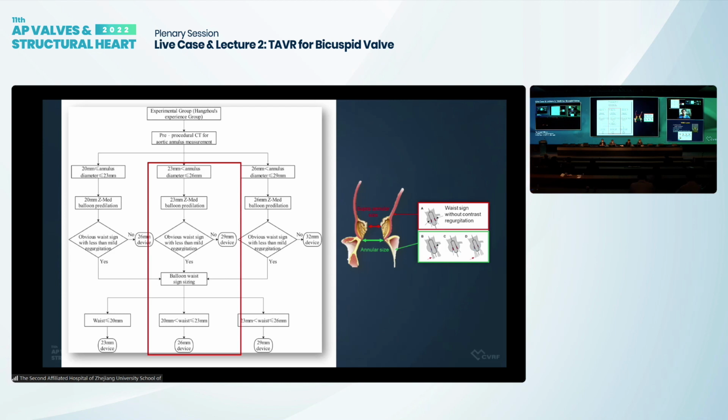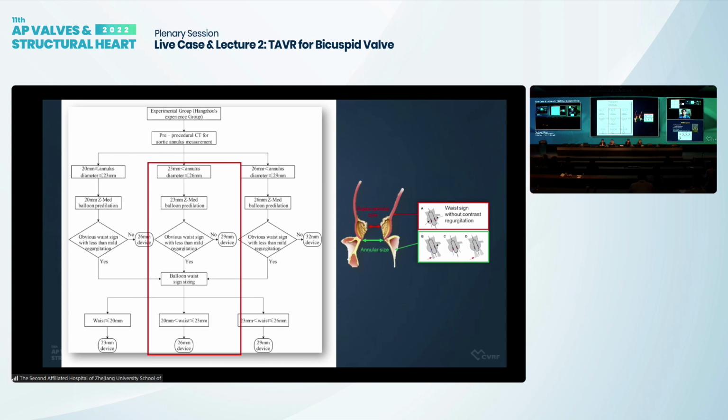If there's no waist or there is regurgitation, then we will use the annulus-based sizing strategy with the 29 millimeter valve. So we call it the single size balloon sizing strategy, or supra-annular sizing.